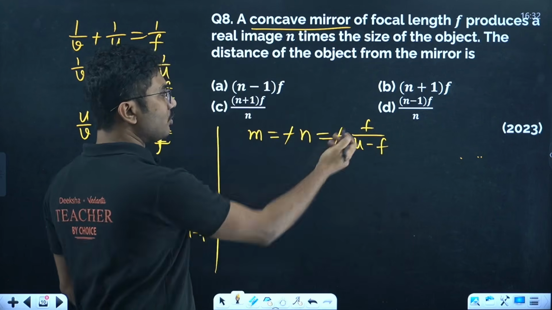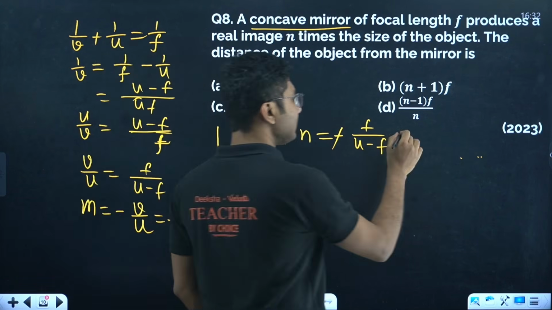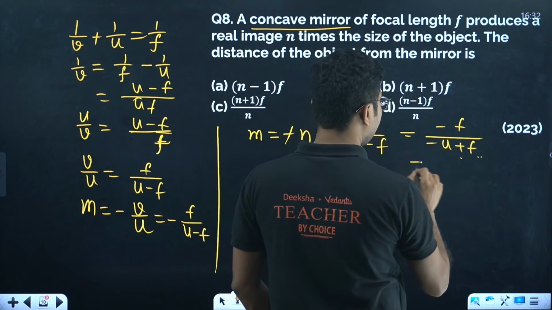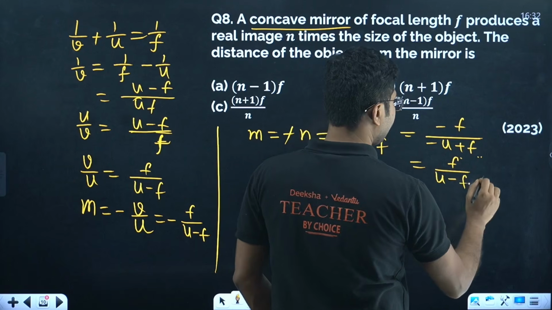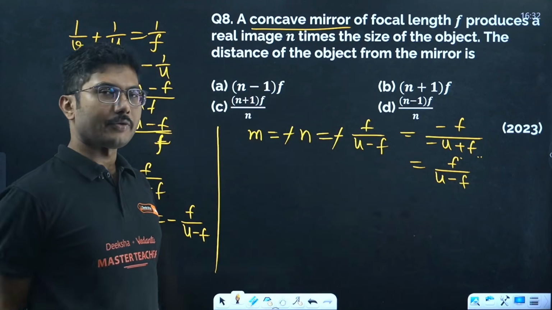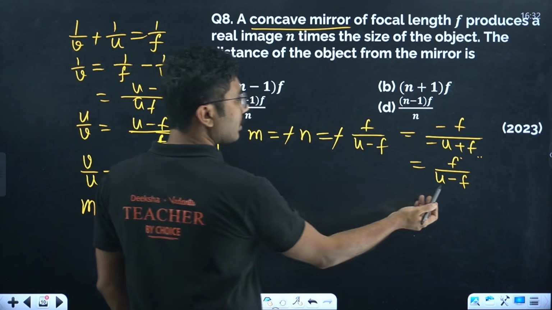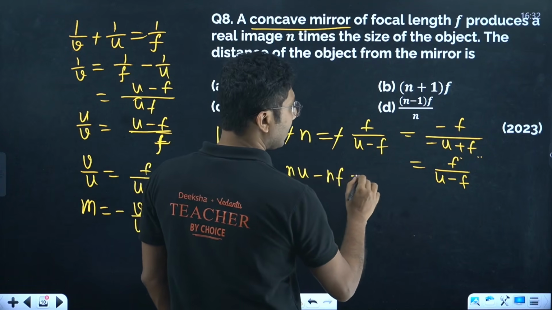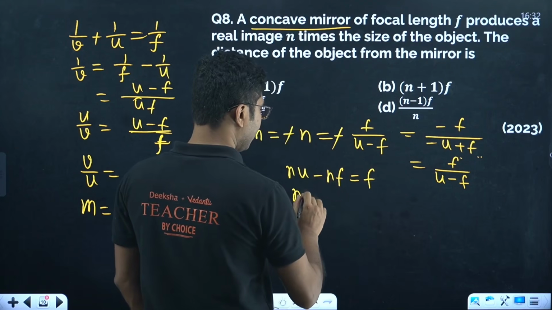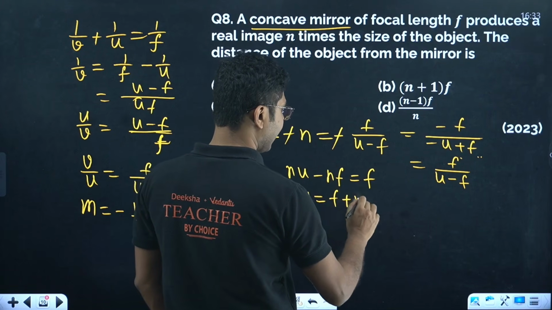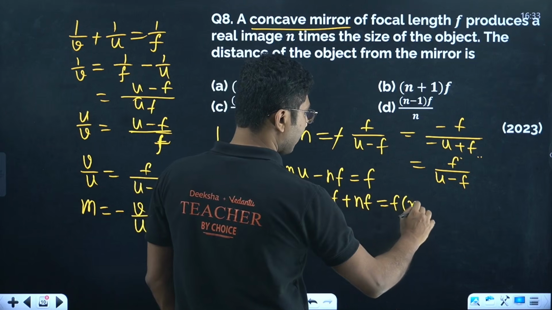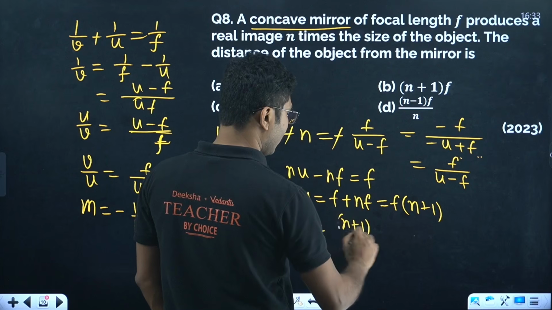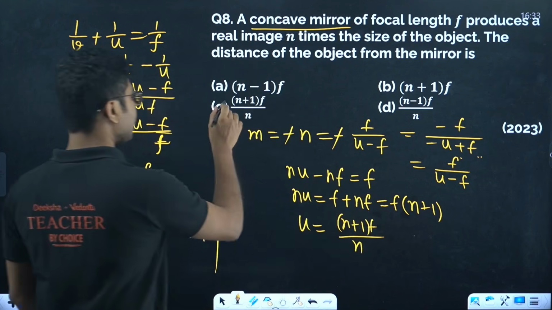So minus n equals minus f by u minus f, minus minus cancels, and you get f by minus u plus f. Eventually you will get the same thing, that is f by u minus f. Whether you take the sign convention of f and u or not, that is the same. Now do the cross multiplication. Nu minus nf equals f, or nu equals f plus nf. So if you take f common, you get n plus 1. So u equals n plus 1 into f by n. So the correct answer is this one.